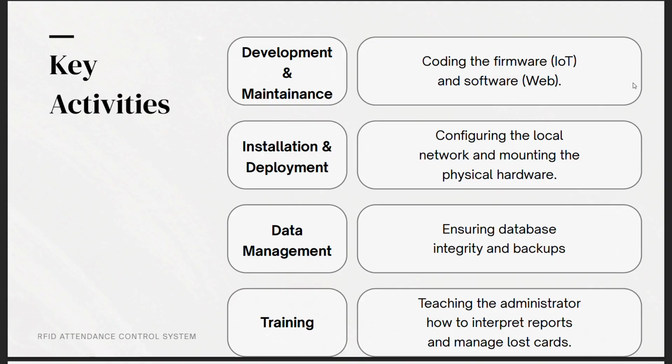Well, for key activities, development and maintenance is basically coding the framework for the IoT system and the software for the web. The installation and deployment is configuring the local network and mounting the physical hardware. The data management is basically ensuring database integrity and backups, and training consists of teaching the administrator how to interpret reports and manage lost cards.